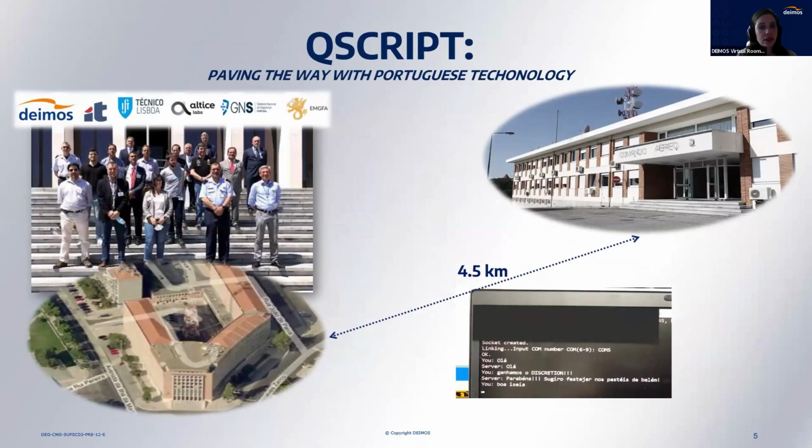In Portugal, we have been working very closely with our Ministry of Defense, trying to show how they can use this kind of technologies. Our first experiment was in the year 2020, trying to show them a single link of quantum communication, sharing a message between two buildings from our military that are 4.5 kilometers apart. In this way, we were able to show them how they can use it to have secure communications.